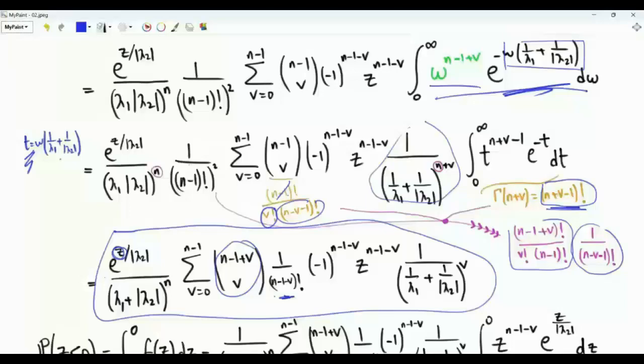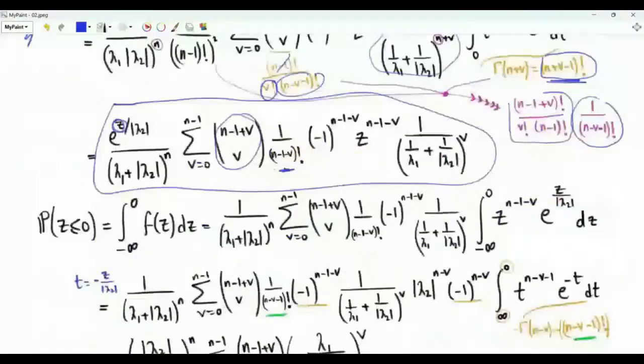Just one more step, which is to get the probability that the random variable big Z is less than or equal to 0. We need to take this PDF and integrate it from minus infinity to 0. Where are the Zs in our expression? We have here in this exponential, and we have this one here. We take those terms, we integrate from minus infinity to 0.